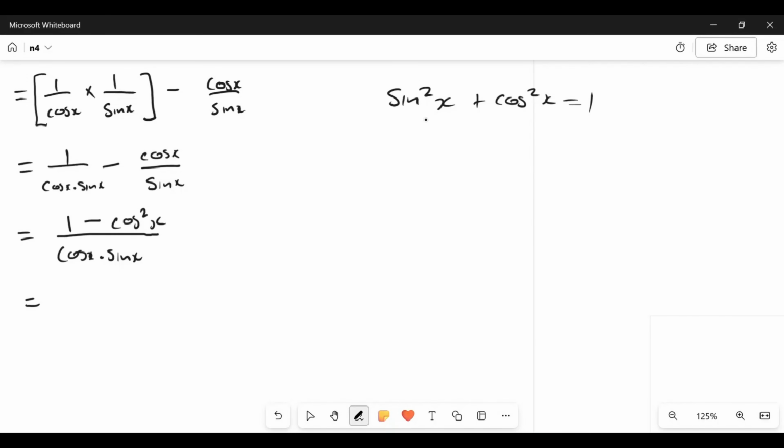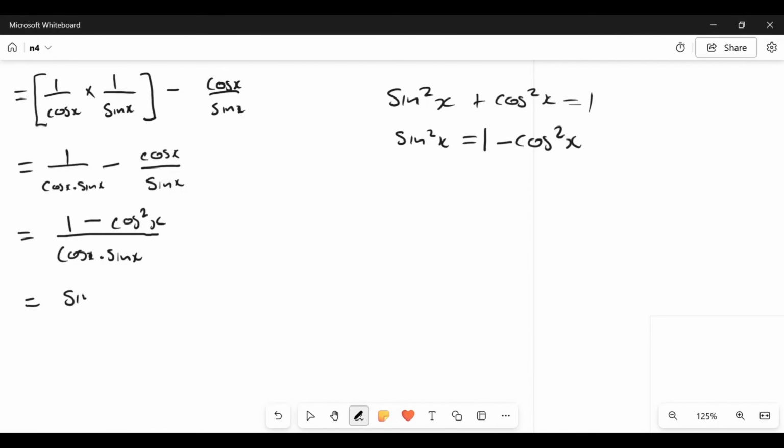We can make sine the subject of the formula. As you can see here, we can say sine squared x plus cos squared x is equal to 1. If we transpose this cos squared x to the right-hand side, this is going to give us negative cos squared x. So instead of writing 1 minus cos squared x, we can substitute with sine squared x. So let's do it on the numerator then.